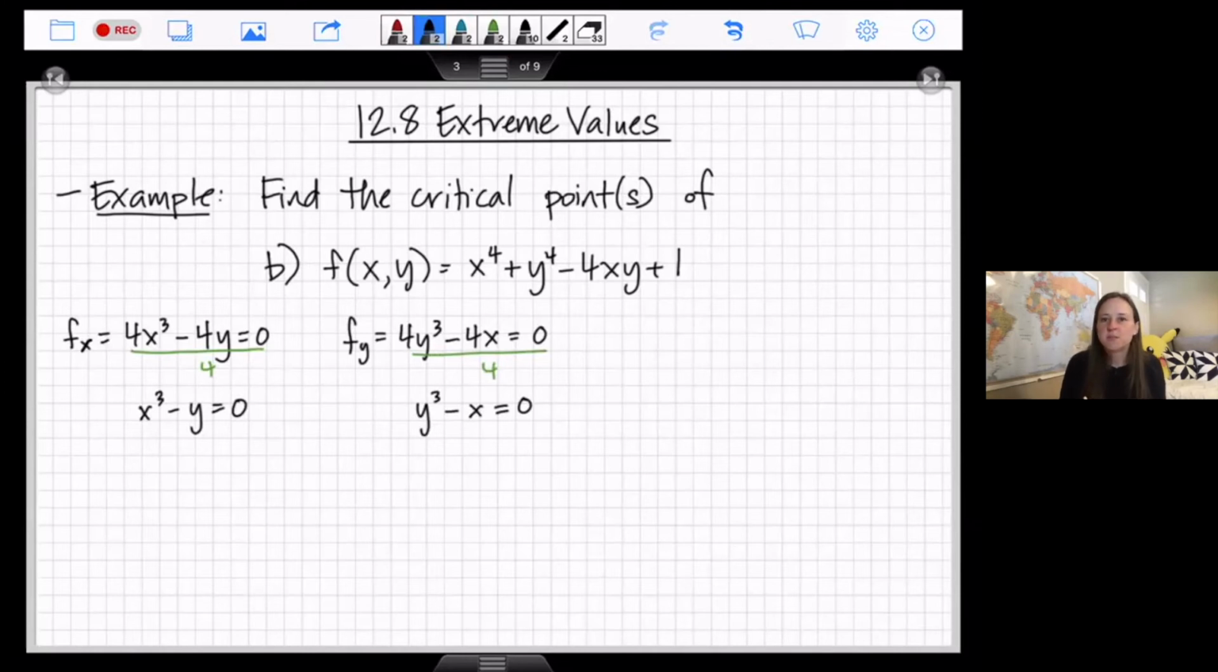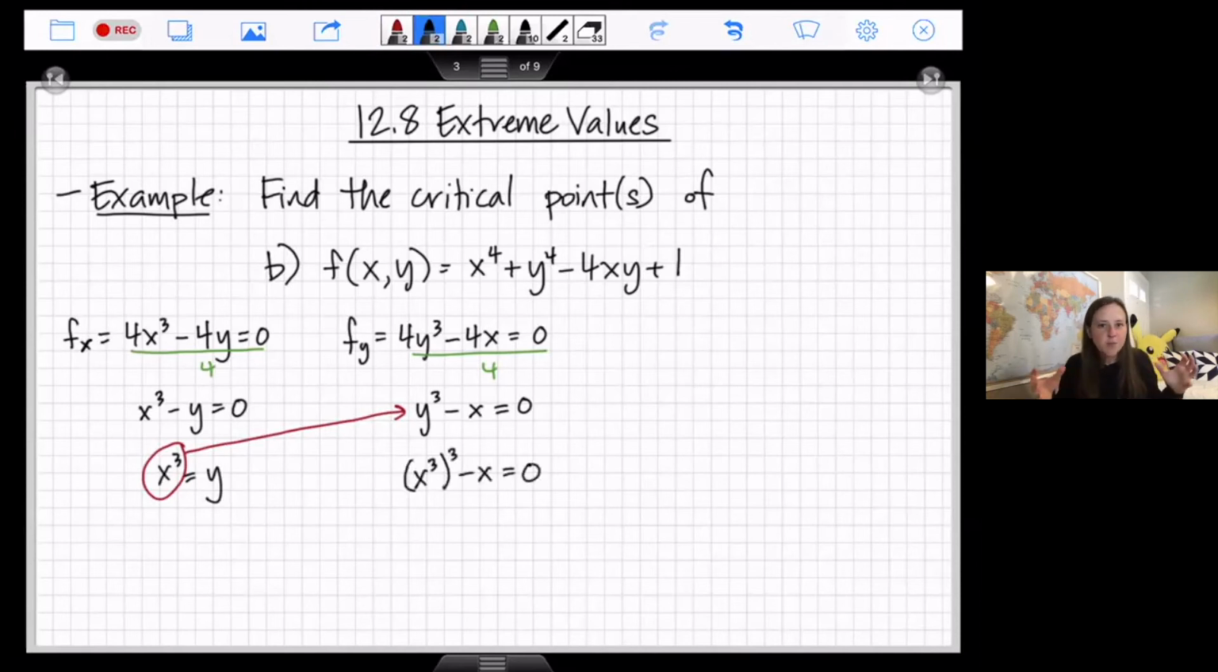So we can do a little bit of substitution here, which is kind of a variation on a technique that you probably learned in high school. All right, so over on the left here, I'm going to add y to both sides, and I get that x cubed is equal to y. So I can take that expression and plug it in for the y that's in the other equation. So we're kind of solving by substitution here. So over here in the y partial, where I have y cubed, I'm going to make that x cubed. Okay, so that way I've kind of made both equations smush into one equation. All right, so multiplying exponents, 3 times 3 gives me x to the 9th minus x equals 0.